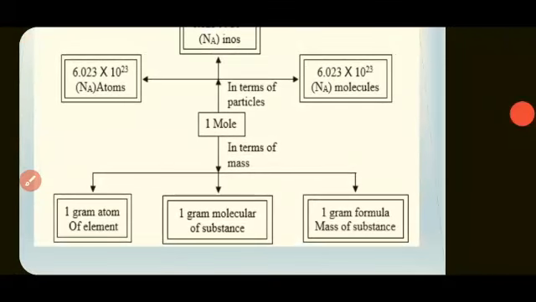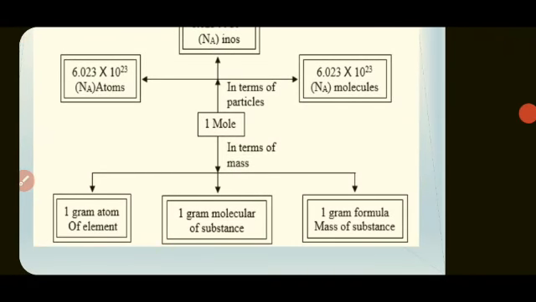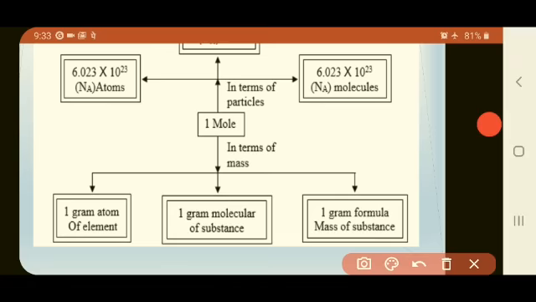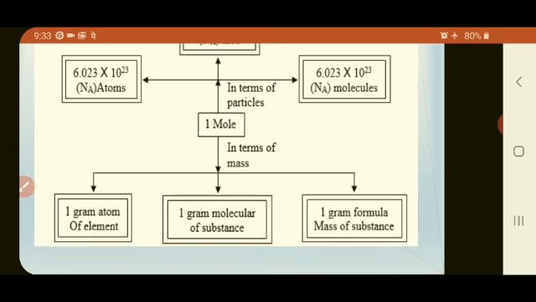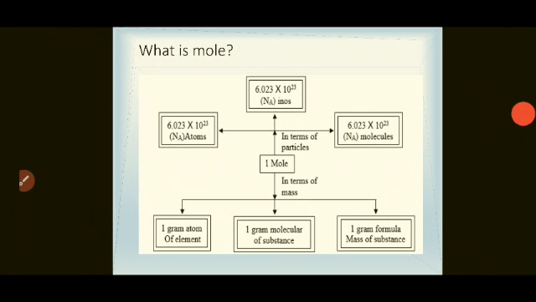Then in terms of mass, how is it given? 1 gram atom is 1 mole; that is, gram atomic mass is considered as 1 mole. Or the gram molecular mass of a substance is considered as 1 mole. Or 1 gram formula mass of any substance like salts is considered as 1 mole. So this picture or flow chart will give you the idea of 1 mole.